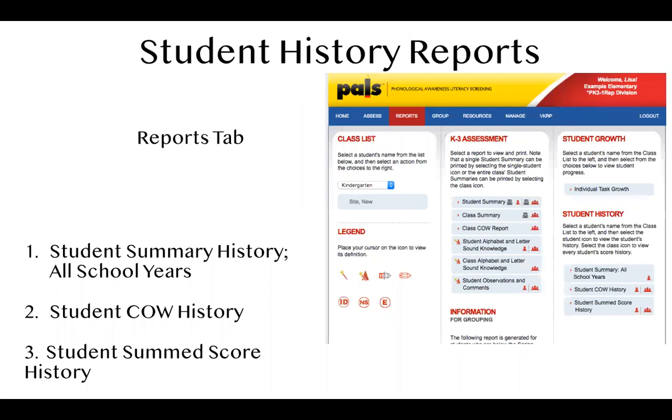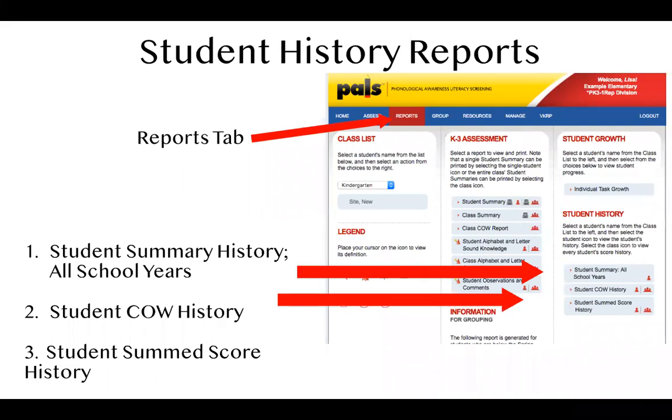All right, so the first is the student history report. And all of our reports are found on the reports tab. No surprise there. And so we have a student summary history of all school years. So this is really, really helpful, where it tracks all the students' data in PALS that has ever been put in our system. So you can look at that by student on the reports tab in that student history section called Student Summary All School Years. We also have a student concept of word history report and the student summed score history. Again, not as helpful because it just gives you the summed score. And again, we want to break down and really look at how students are doing on task. But if you need it, it is there in that student history section.